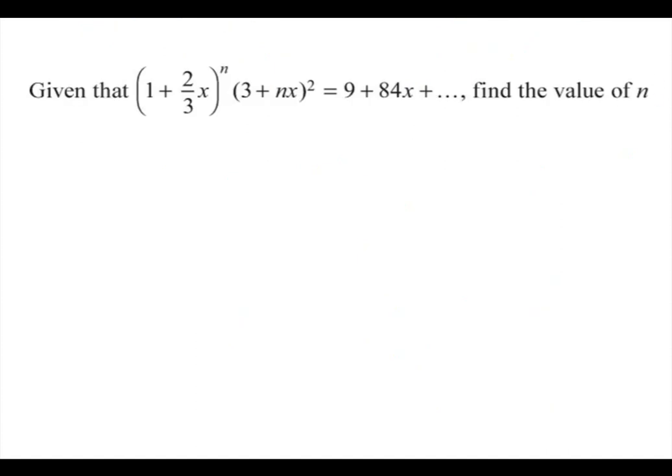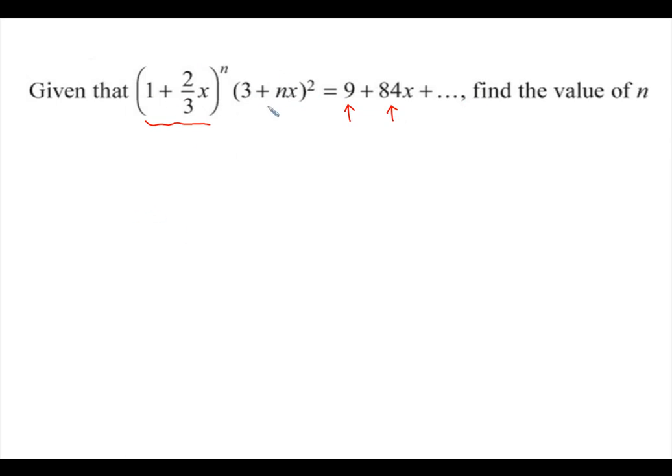All right, so let's take a look at another example. Basically we have this binomial being raised to the n power times 3 plus nx squared. If you simplify all this and multiply everything together, 9 would be the first term, 84x would be the second term, and so on, right?